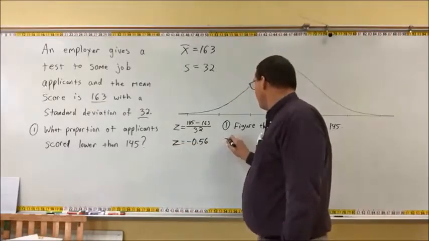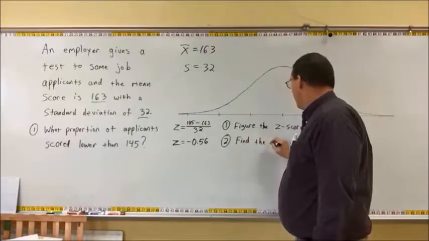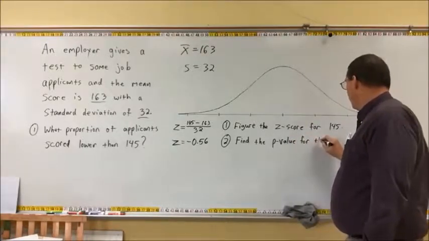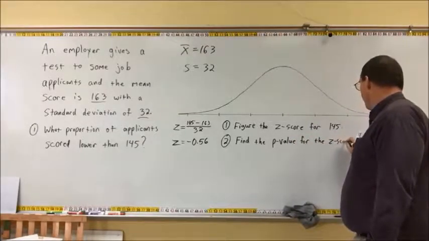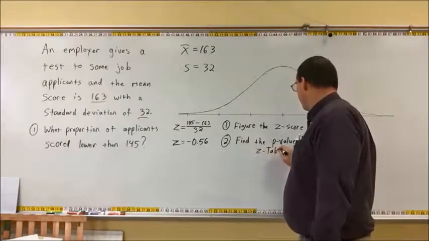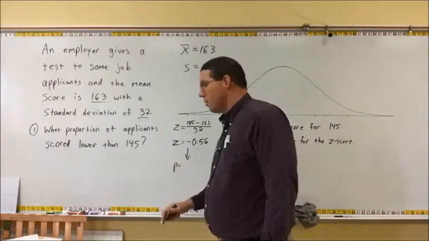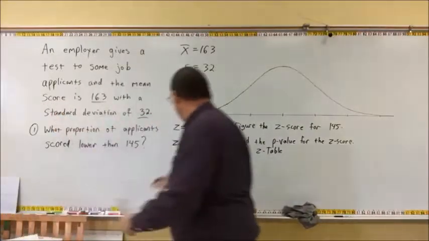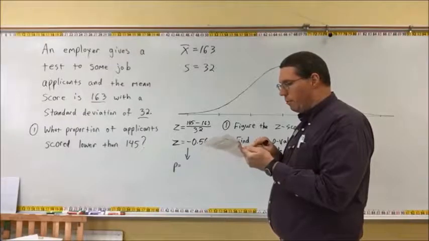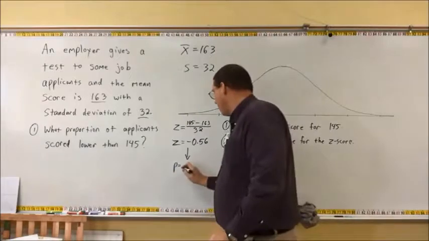The second step is to find the p-value for the z-score. Okay? And you're going to do that in the z-table. You need the z-table to do that. So now, this is going to be turned into a p-value. So let's go into our z-table, and we're going to look up negative 0.56, negative 0.5, and then over to the column with the 6, gives us 0.2877.